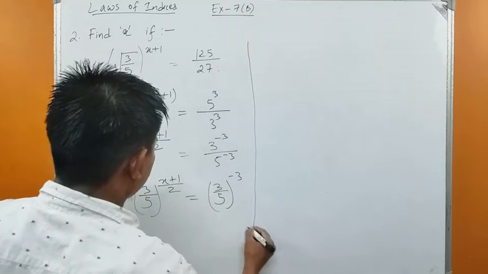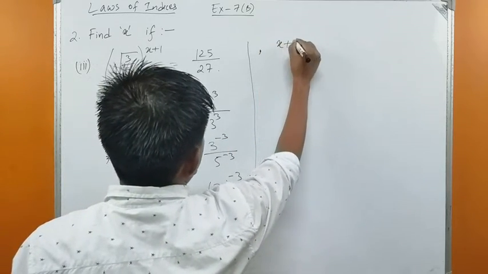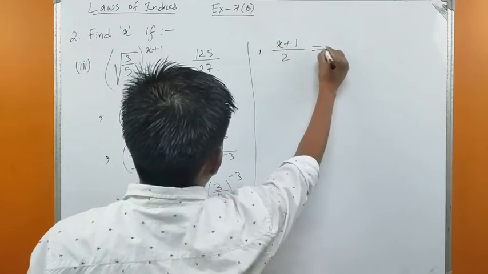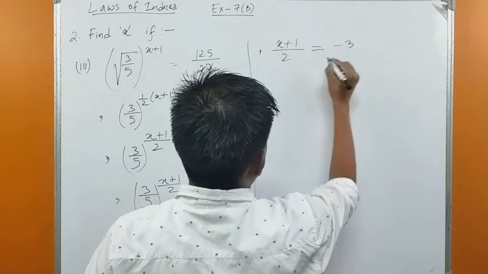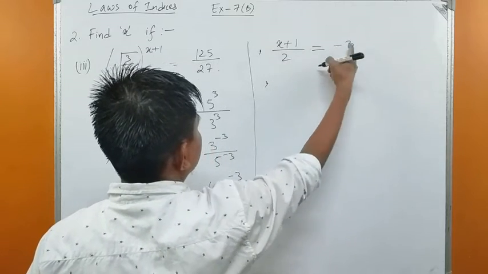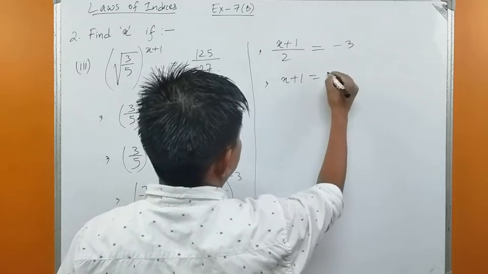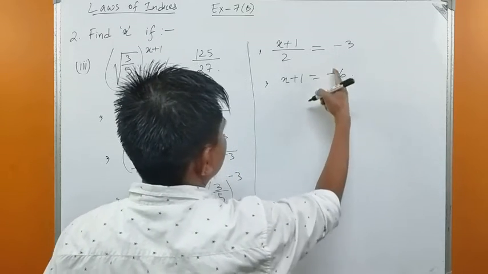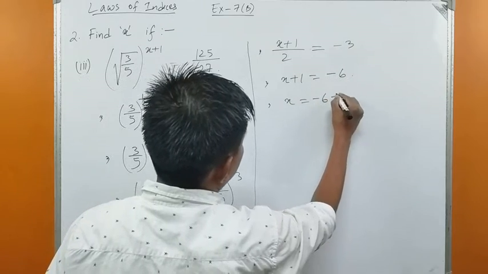We have (x plus 1) upon 2 in the left hand side, (x plus 1) upon 2 equals to, in the right hand side we have minus 3. So let us cross multiply this 2 with minus 3. x plus 1 equals to 2 3s are 6, that means minus 6.